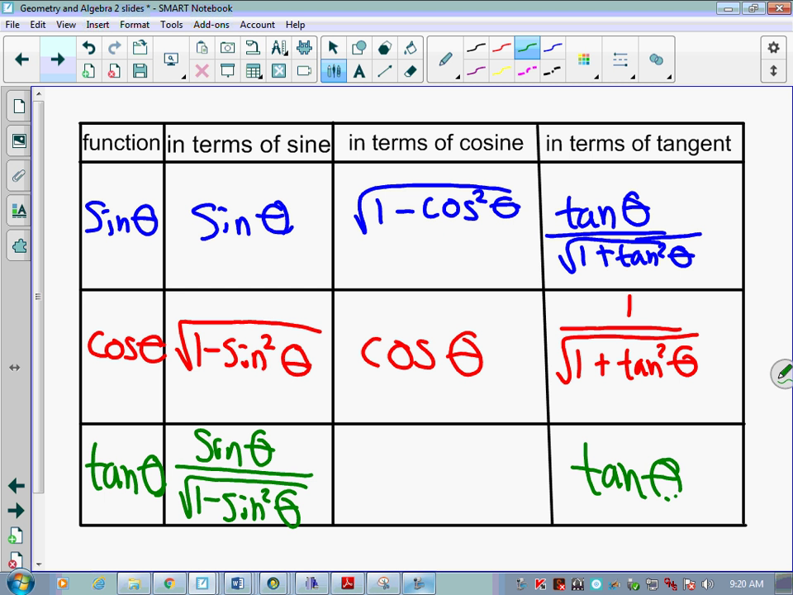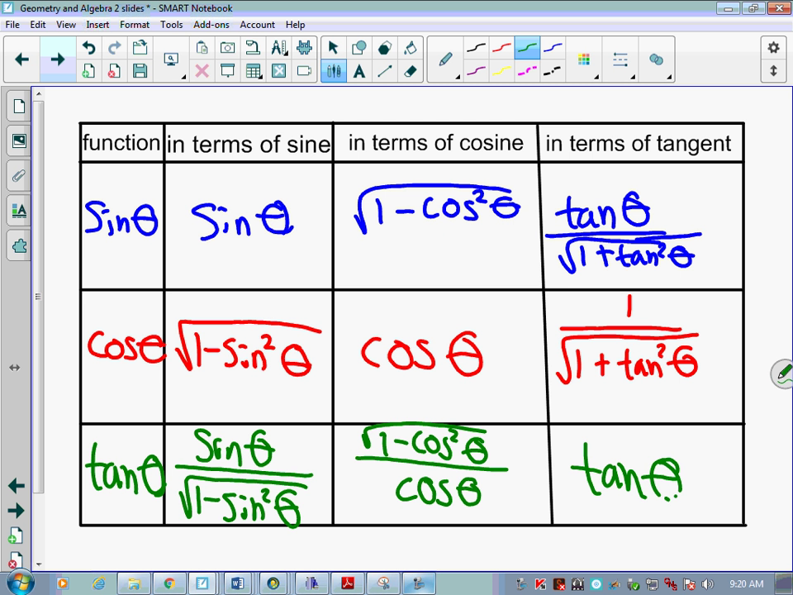Because I can't write this as sine over cosine, and here I need it in terms of cosine. So what am I going to do? I'm going to substitute sine out with sine in terms of cosine. So without even looking at the chart, I can tell you that I'm going to get square root of 1 minus cosine squared theta over cosine theta. Am I right? Boom.